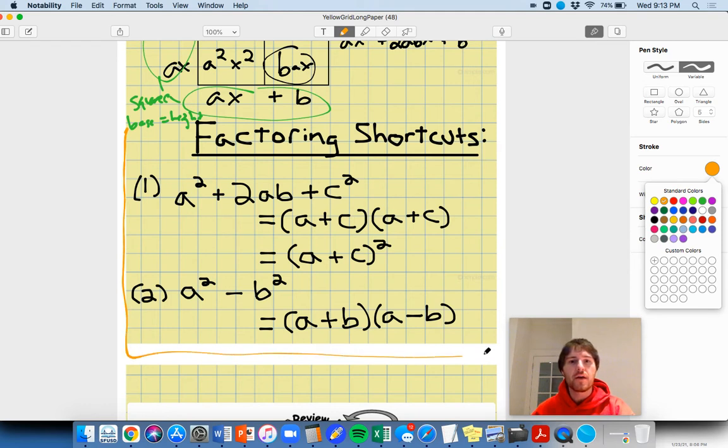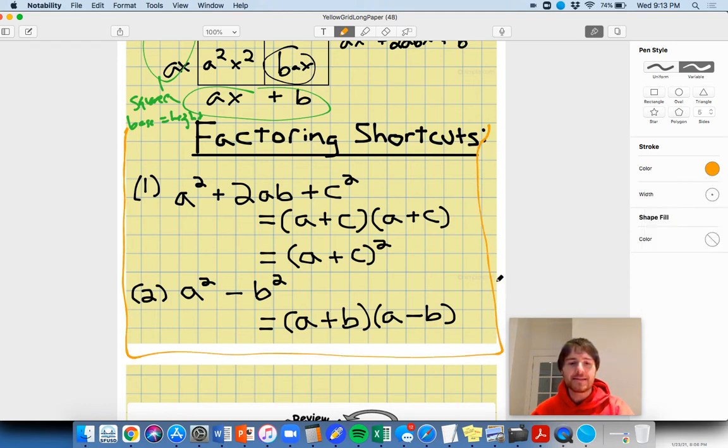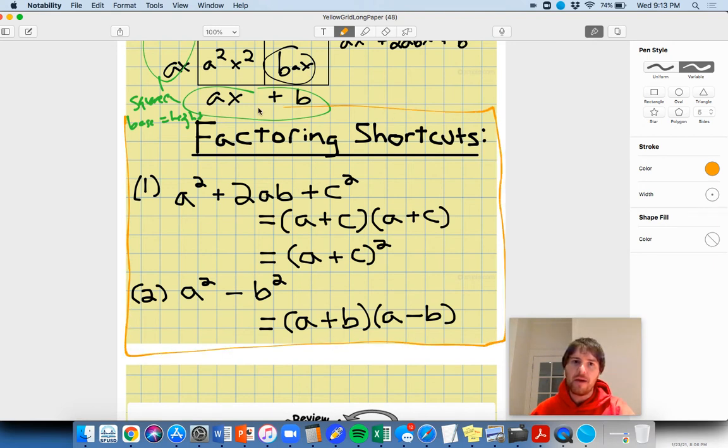Pause the video and maybe spend like 2 minutes writing this in and really thinking about why these statements here are actually true, okay? Pause the video, factoring shortcuts, put these in your notes, because these are the 2 shortcuts you've got to know. Ready, set, go. Pause and write it down.